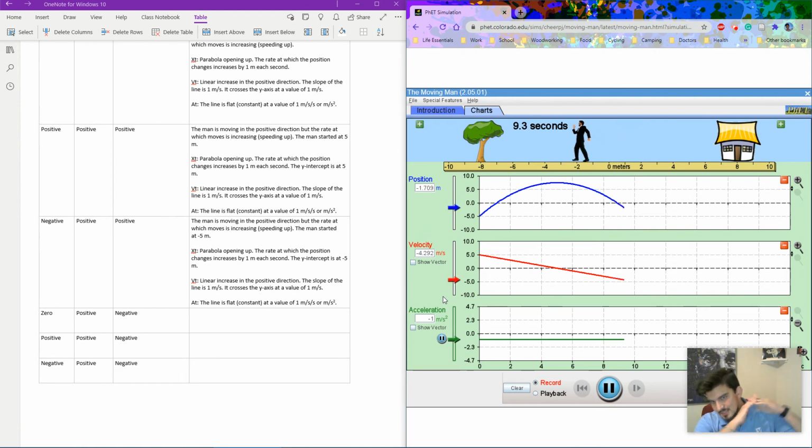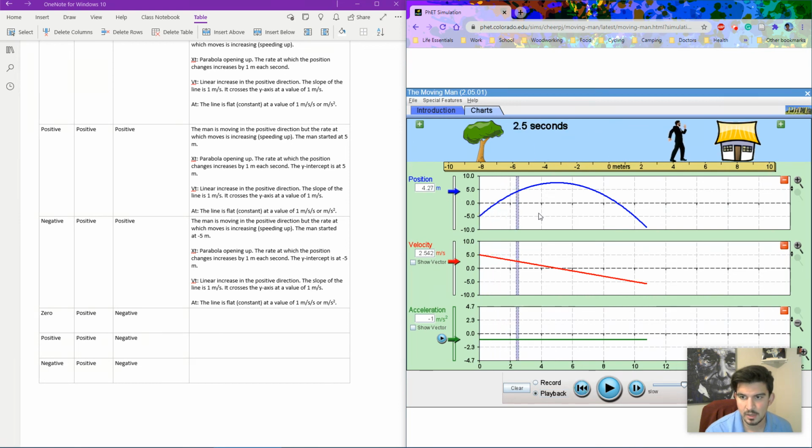Our acceleration is a flat -1 value, and our parabola has curved down. We see two x-axis crossings, which makes sense because he went past the 0 mark once, then he passed it again right here. Okay? This represents pretty much all of the scenarios. The only thing that would be different is if, we already did positive acceleration, okay?